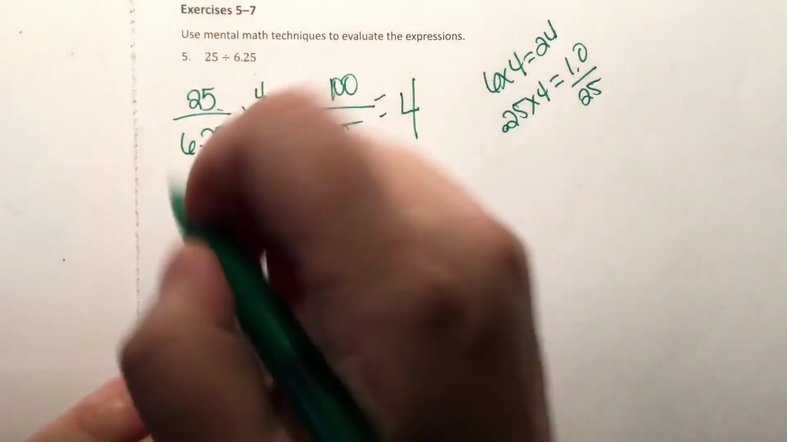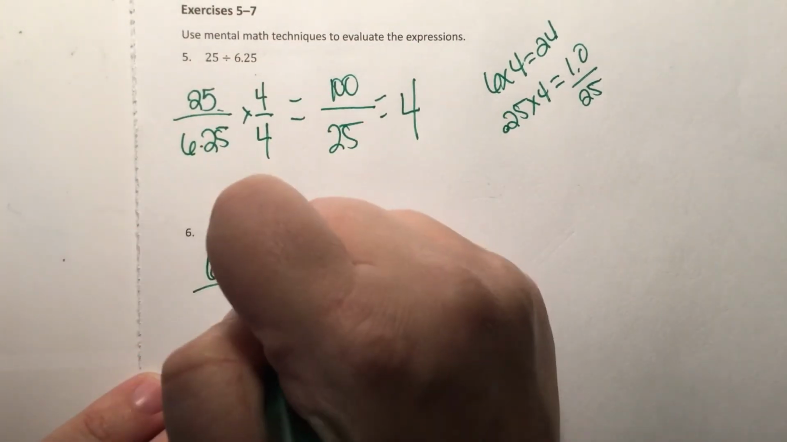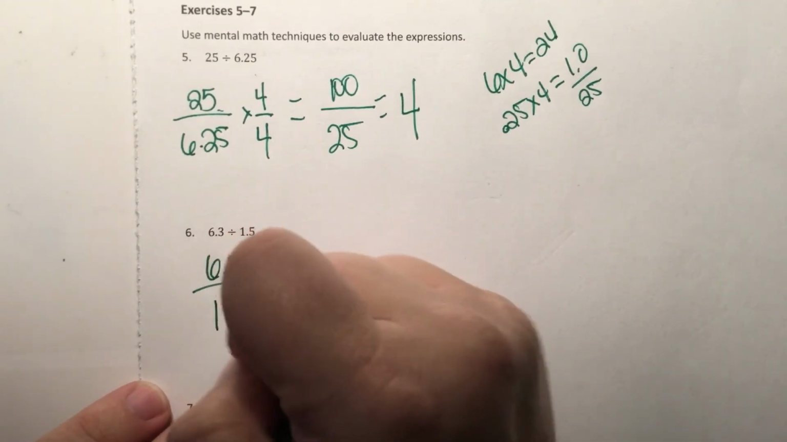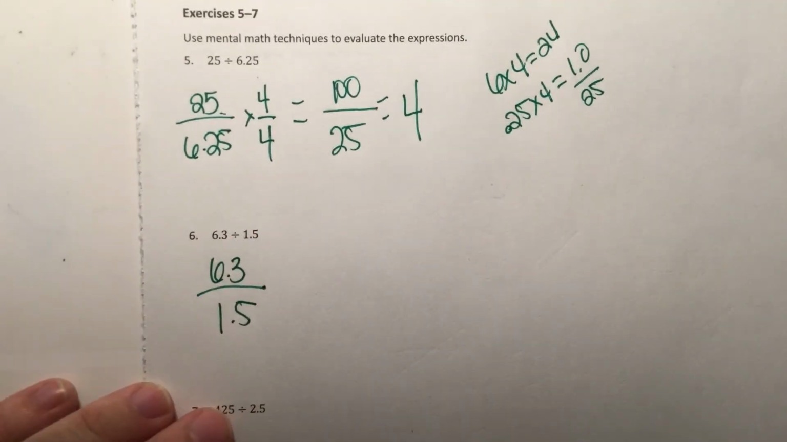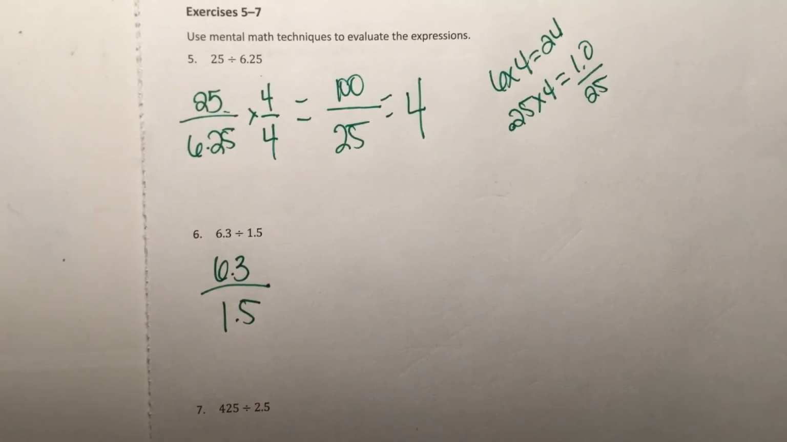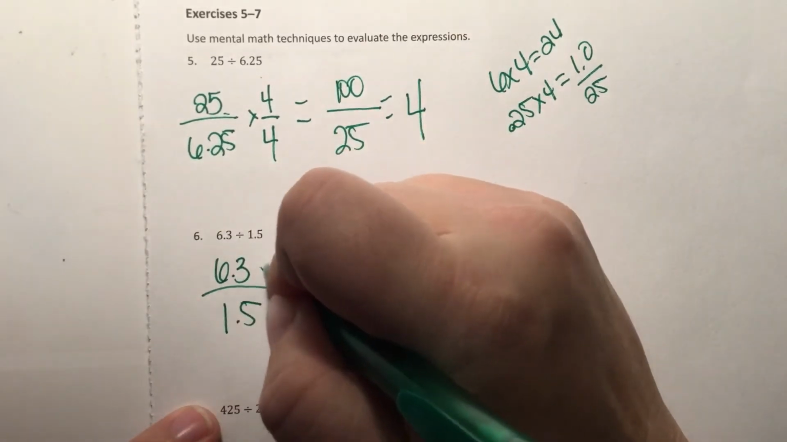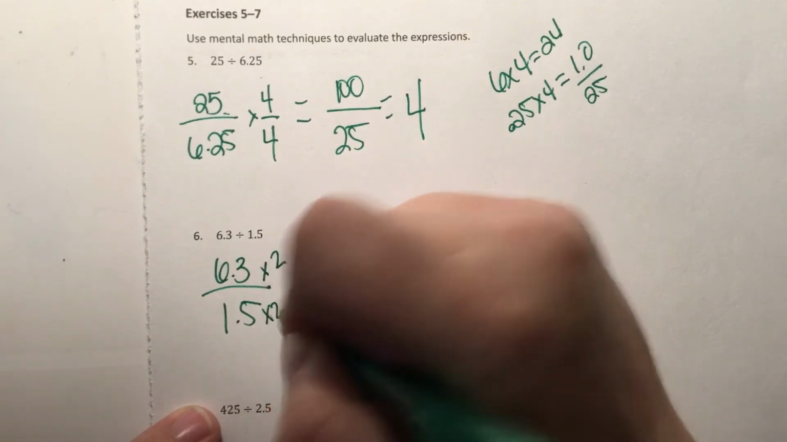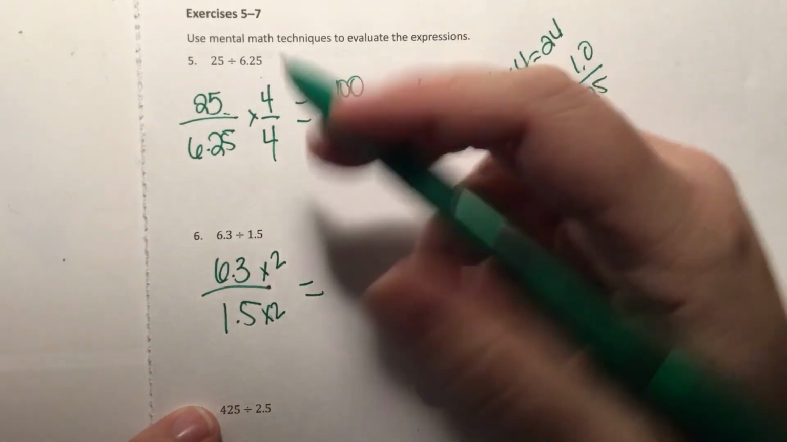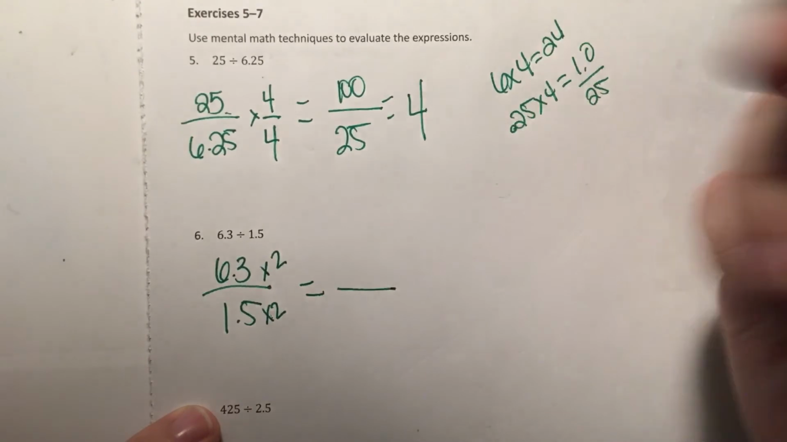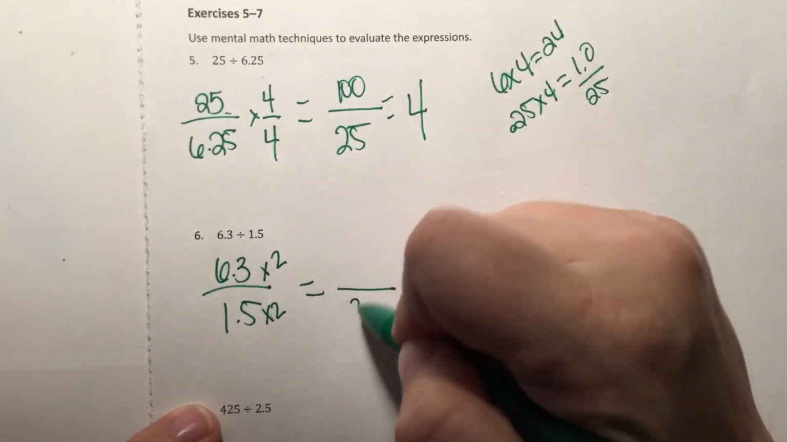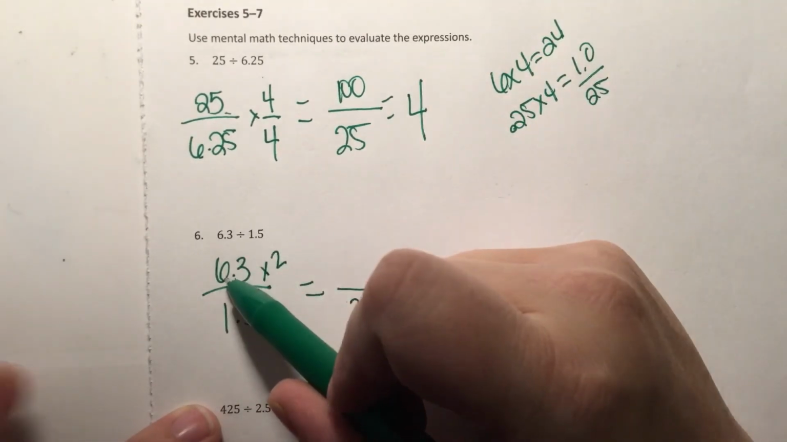6.3 divided by 1.5. Okay, let's do this first. Let's just get rid of our 1.5. I need it to go. I can't deal with 1.5. I can deal with a 3 if I double it, but I can't deal with a 1.5. Okay, so we're gonna multiply this by 2, multiply this one by 2. Okay, so 1.5 and 1.5 is 3, right? We know this. Okay, 6 times 2.